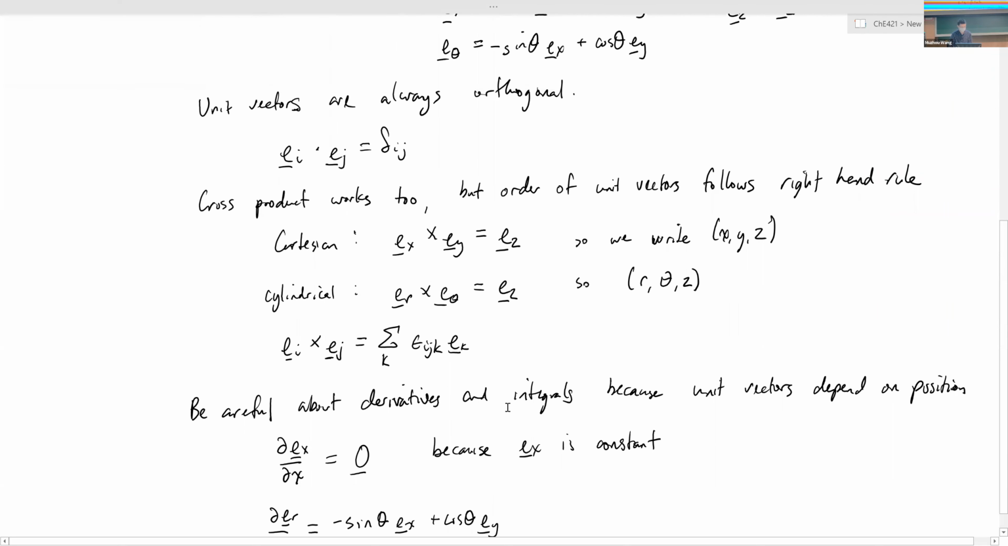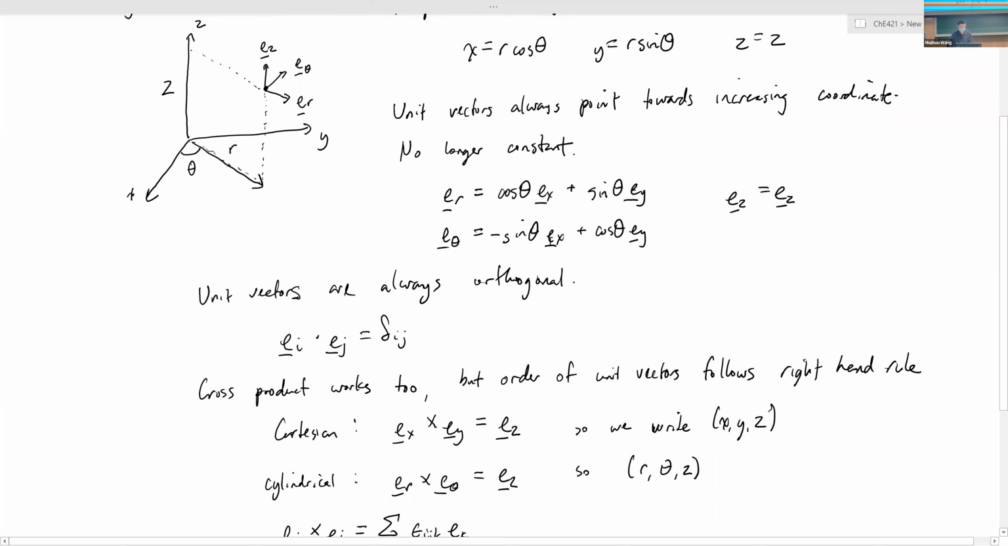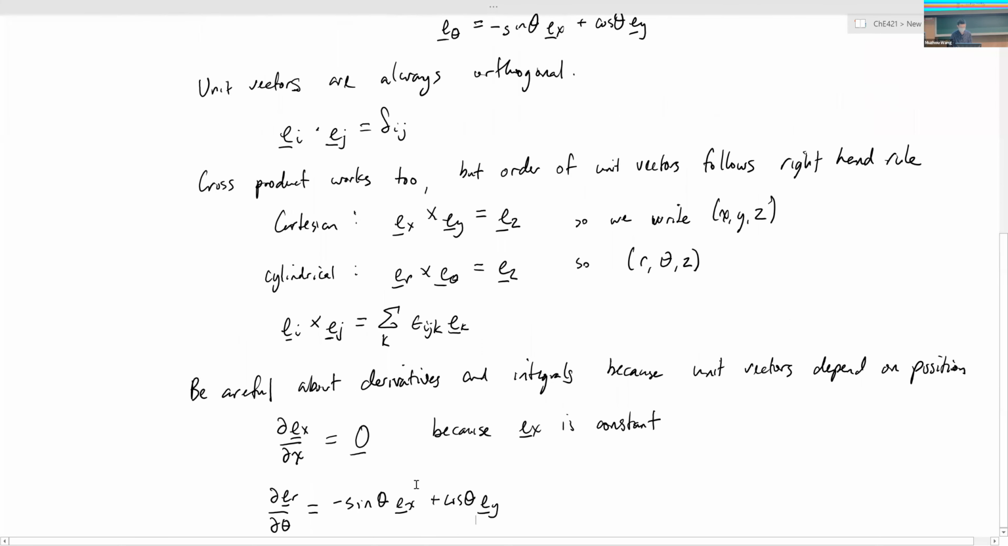And what you find then is, hey, this is the same as this, right? This is E theta right here. And so actually the derivative of ER with respect to theta is E theta.